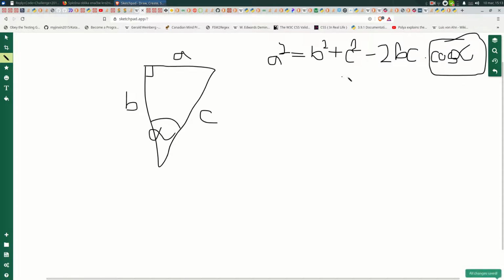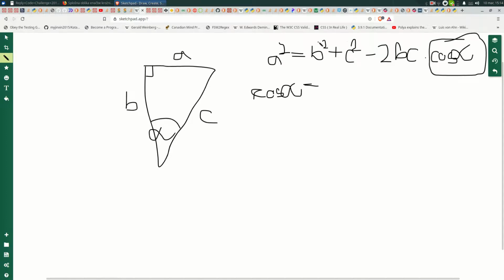So we can just do cos a equal to, so first we divide everything. Oh, okay.